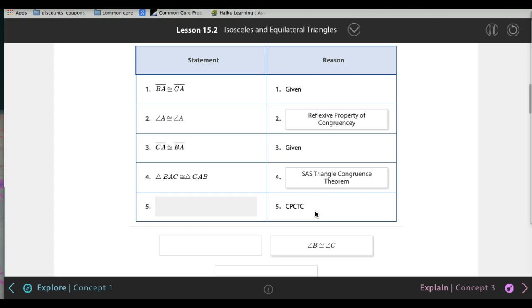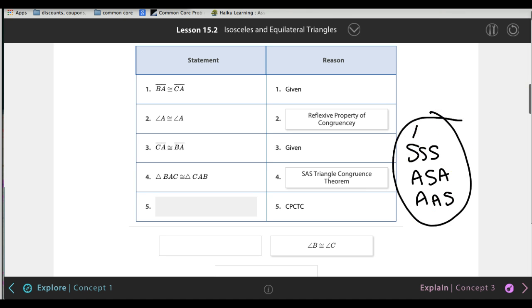Okay? And just to help you remember, we also had SSS, we also had ASA, and we also had AAS triangle congruence theorems. That basically means if three sides measure the same, the two triangles are congruent to each other. If an angle, side, and angle measure the same, the two triangles are congruent to each other. If you have an angle, and then a side that measure the same, then you have congruent triangles. Okay? So this was just review.